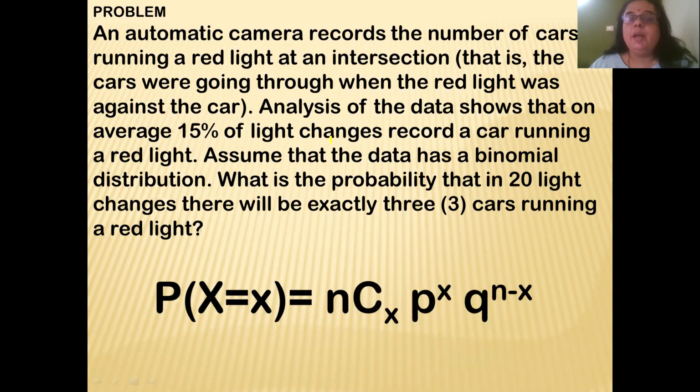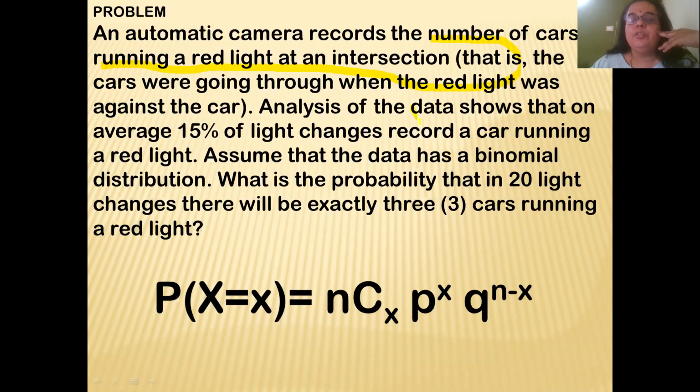An automatic camera records the number of cars running a red light at the intersection. What is running a red light? After the red light is put on, the car speeds past the signal. The camera records those and gives it to the police. The red light has already been announced, but still the cars have sped on.